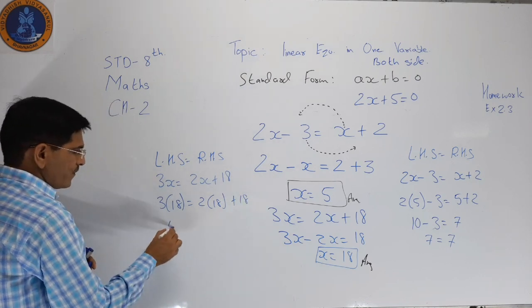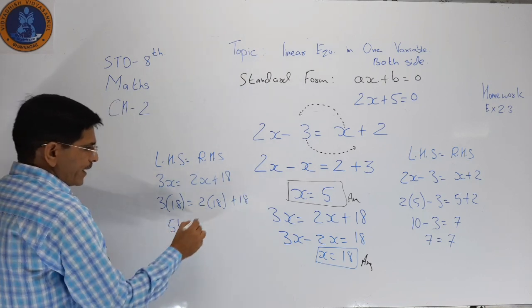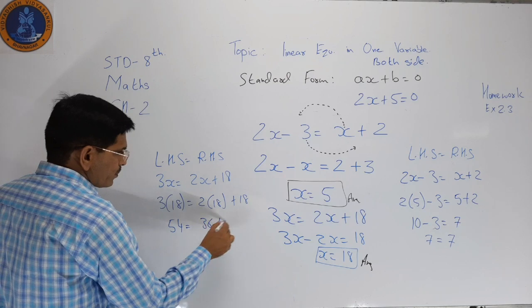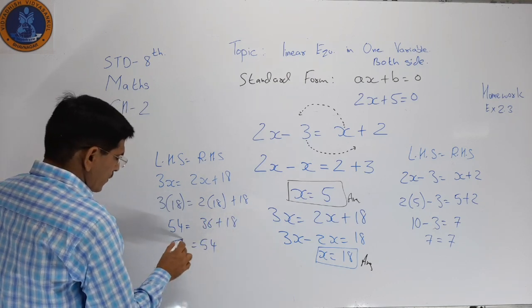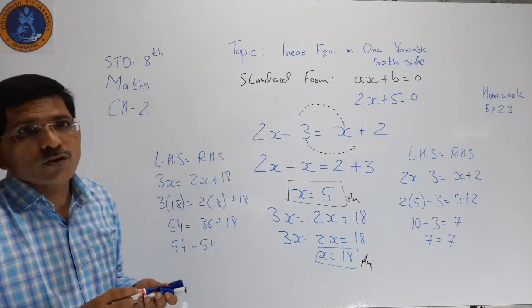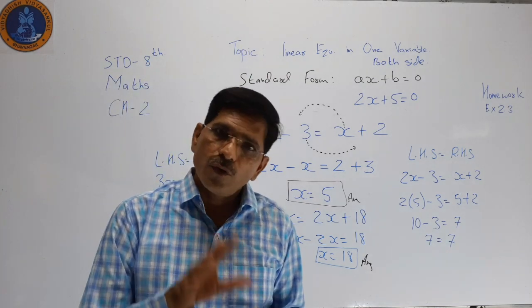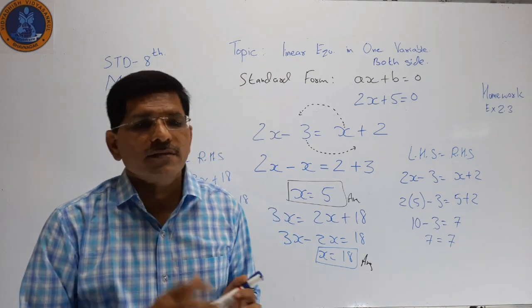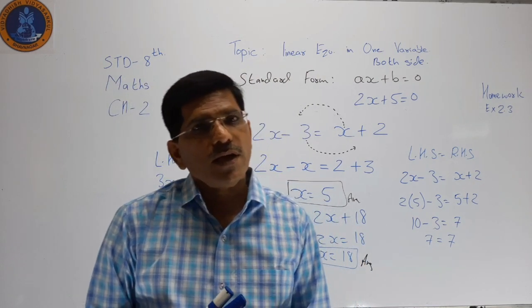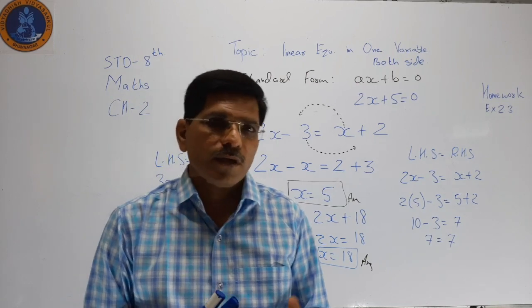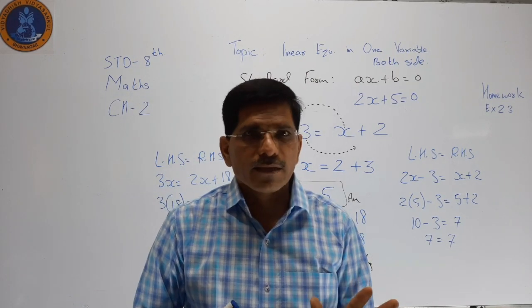So 18 3s are 54. 18 2s are 36 plus 18, that is 54 is equal to 54. So we can say that our answer is correct. So that way we have to solve all the sum related exercise.